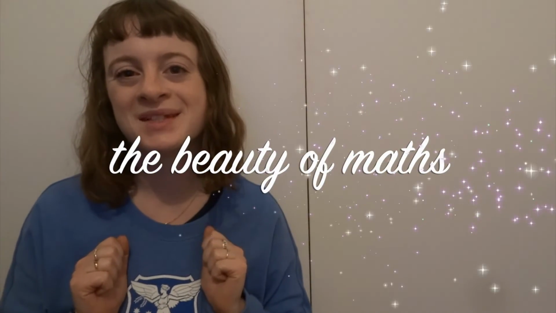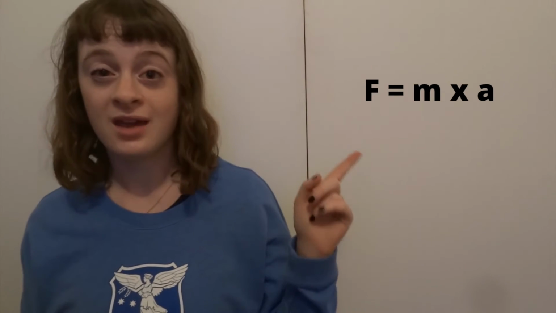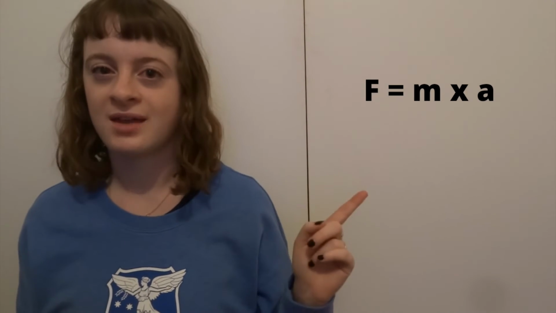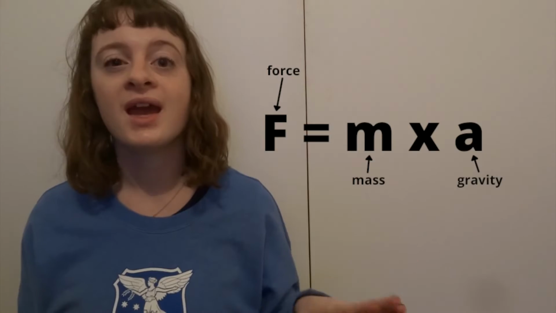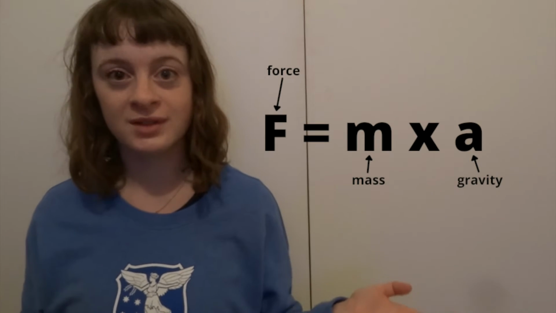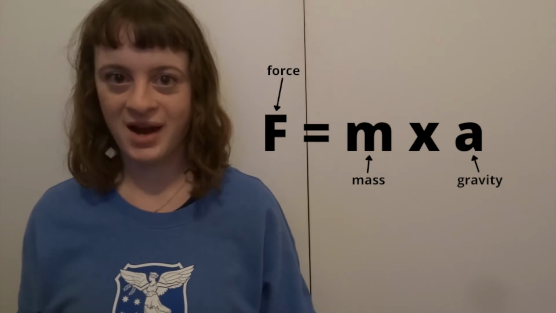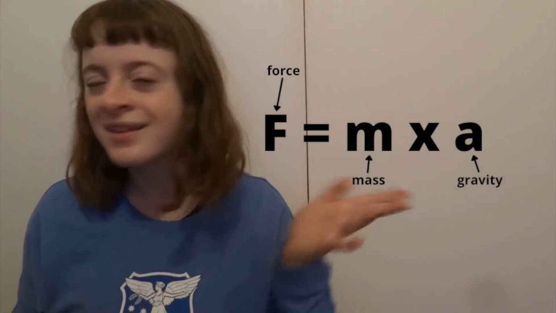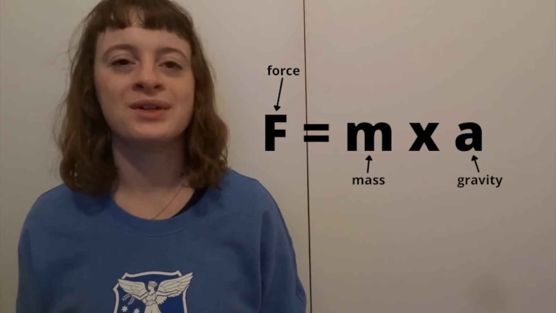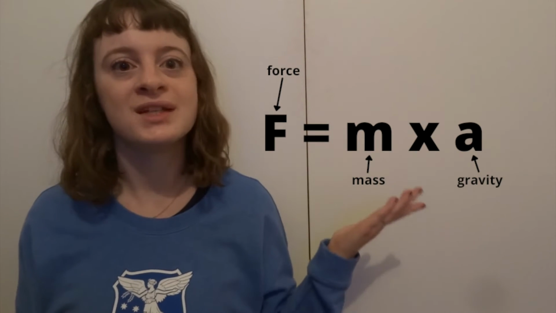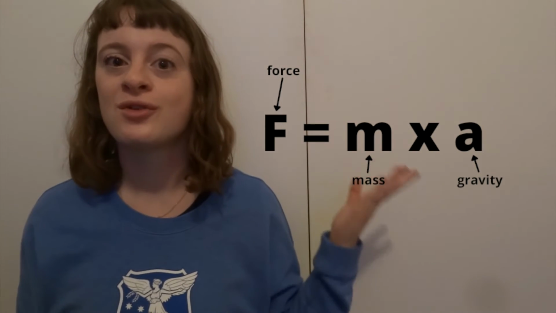So if we put something on a scale to figure out its mass, then how do we figure out something's weight? Well, here is where the beauty of maths comes in. We find something's weight by this equation. F equals m times a. Let's break that down. F stands for force, and the force we're looking at right now is... Good job, class, you are so good. Weight. So F in this scenario stands for weight.